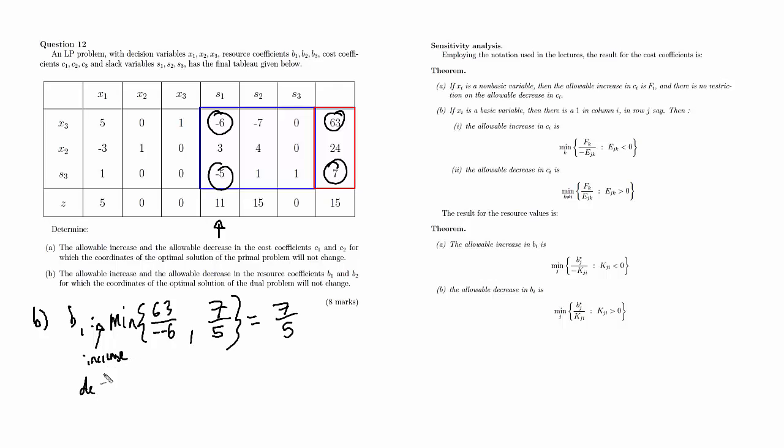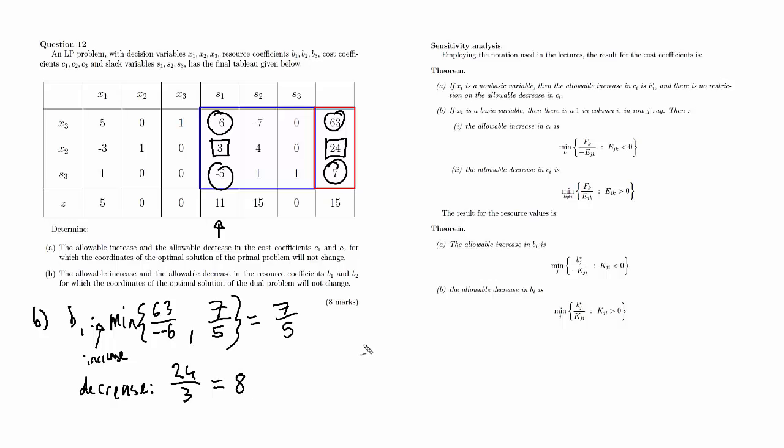For the decrease, we look at the opposite set of values. We look at the positive numbers and the corresponding values of B star. There's only one value here, so we don't need to go through the unnecessary step of writing out the minimum. The allowable decrease is just 24 on 3, which is 8.